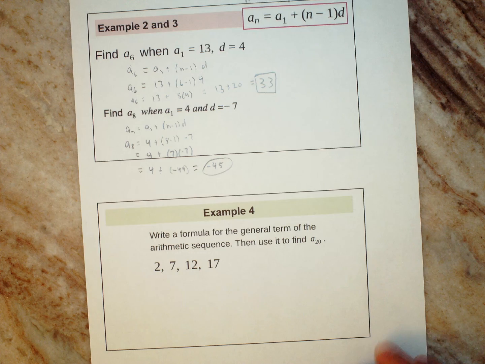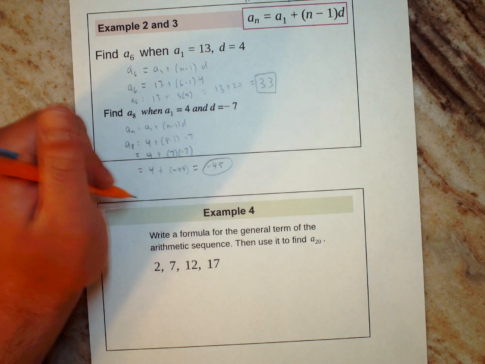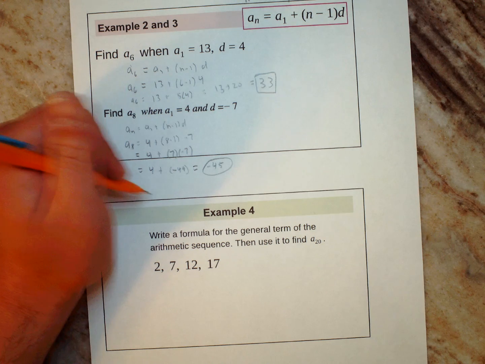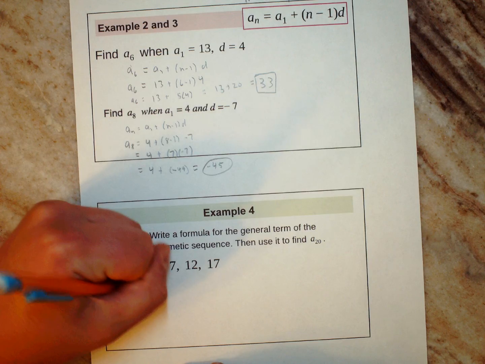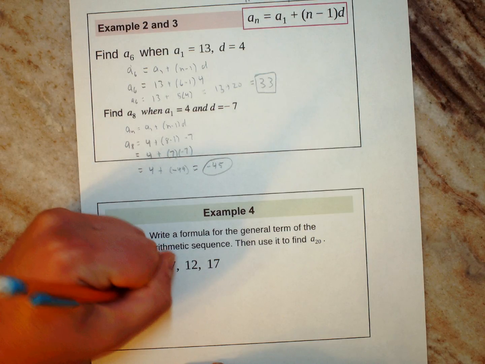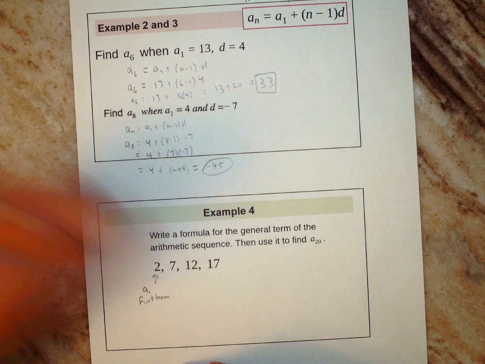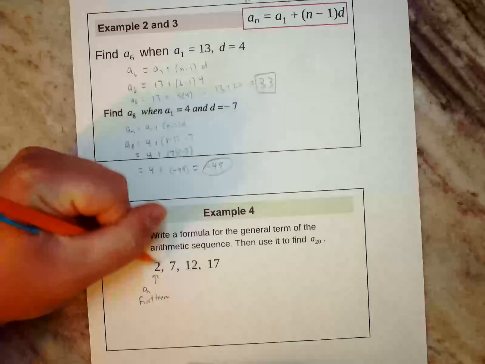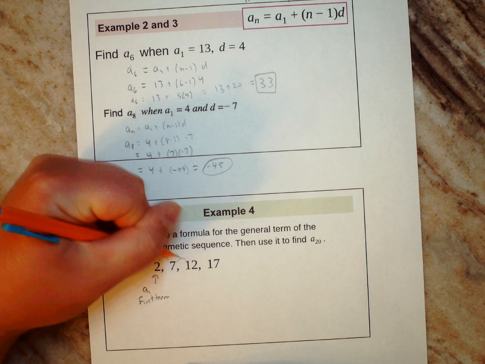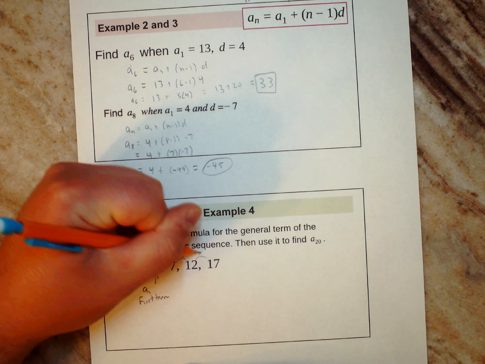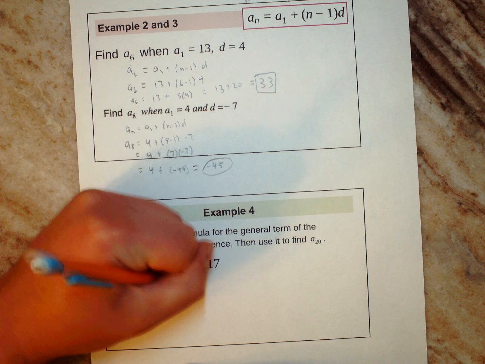All right, for our next example here, we're given a sequence, and we are going to write our own little formula. It says write a formula for the general term of the arithmetic sequence, then use it to find a20. First, we're going to identify 2 as our first term, and then we need to figure out our common difference. If you go from 2 to 7, that's plus 5, 7 to 12 is plus 5, 12 to 17 is plus 5. So our common difference is 5 here.